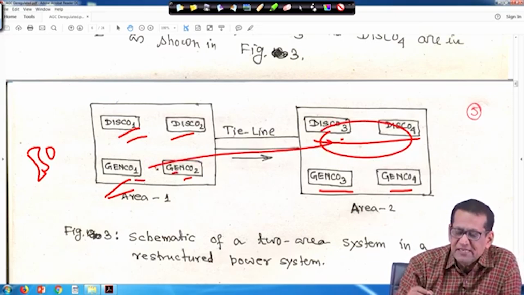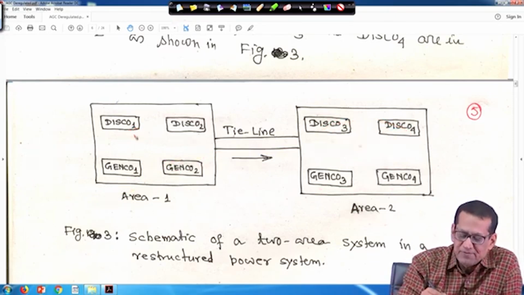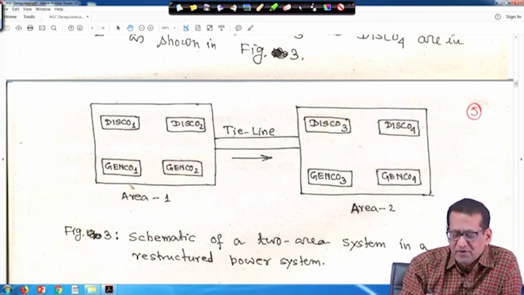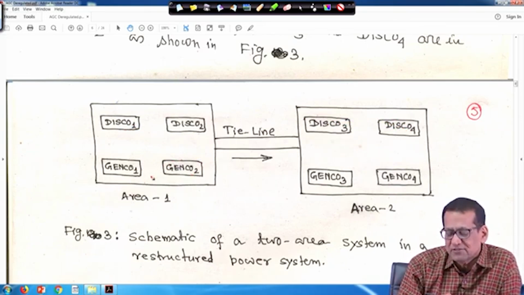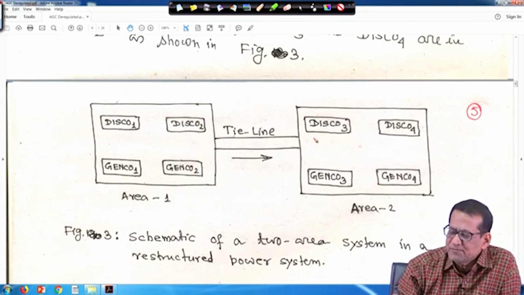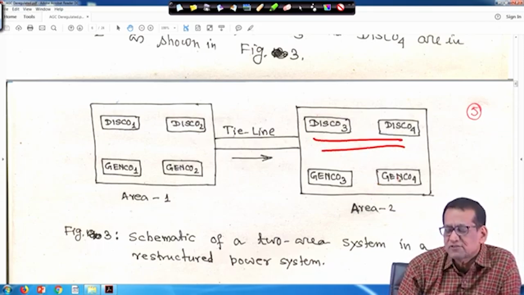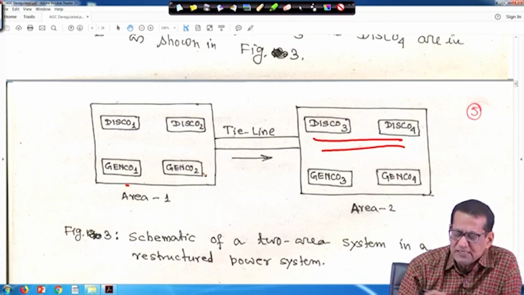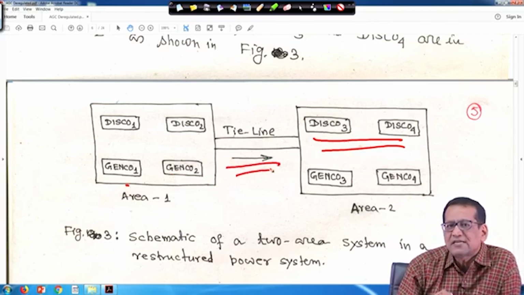At the same time, DISCO 1 and DISCO 2 can think that they can buy power partly from GENCO 1, partly from GENCO 2, and partly from GENCO 3 and GENCO 4; that is also possible. Similarly, DISCO 3 and DISCO 4 can purchase power from GENCO 3 or GENCO 4 or from GENCO 1 and GENCO 2, and that power wheeling will take place through the tie line.